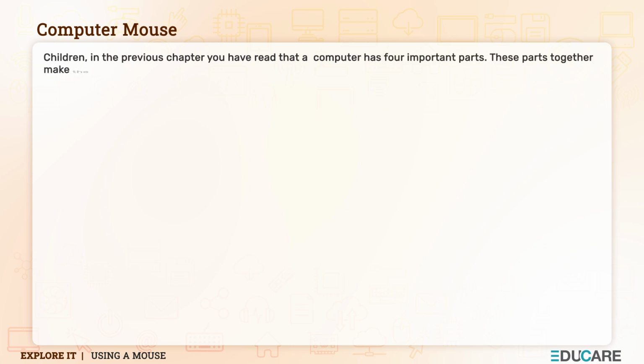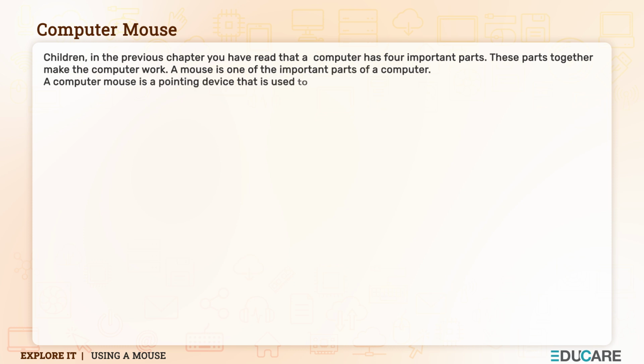Computer mouse. Children, in the previous chapter, you have read that a computer has 4 important parts. These parts together make the computer work. A mouse is one of the important parts of a computer. A computer mouse is a pointing device that is used to point on the computer screen.